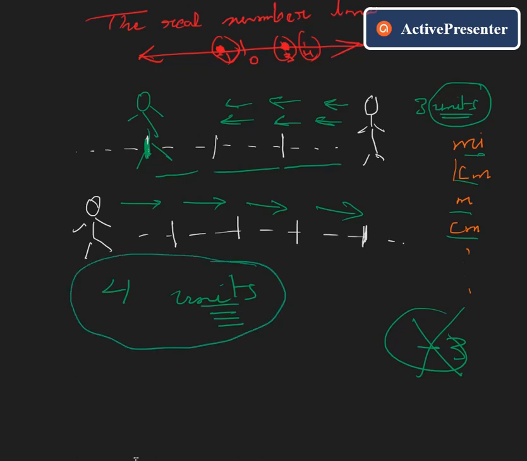So the distance is always a positive number. You cannot say he traveled -3 units, never ever. You can only say he traveled 3 miles, 3 kilometers, 3 centimeters, 3 units. Okay?